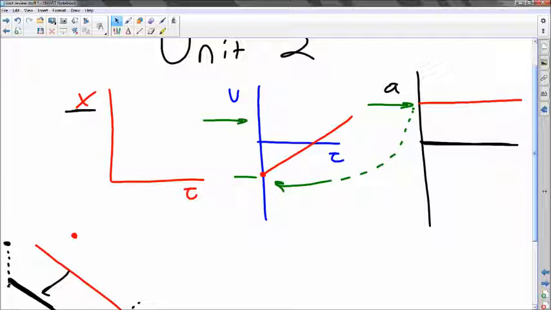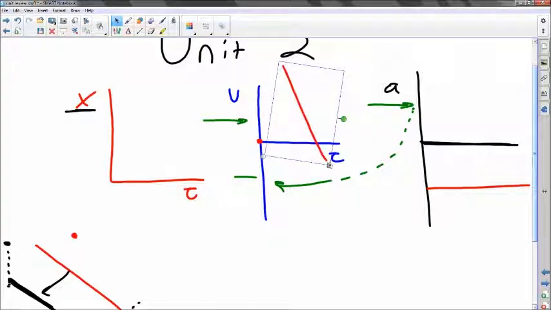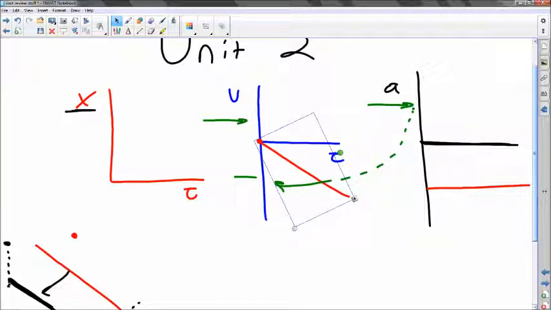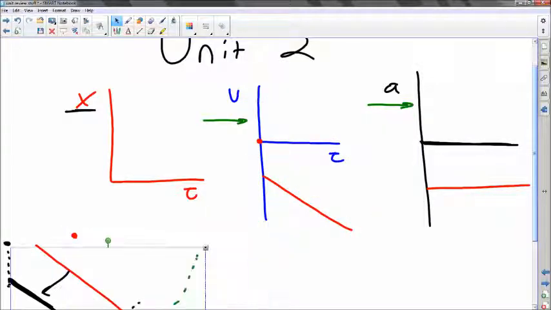Let's go back to our original situation. And of course, if the acceleration were negative, all that's going to change is the slope of this line. That would make it slant that way instead. It'd have a negative slope for that negative acceleration. And so here would be an object that is speeding up in the negative direction.